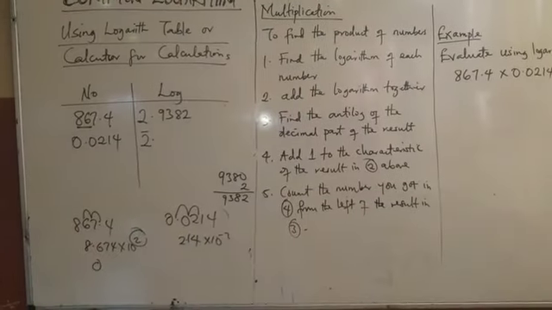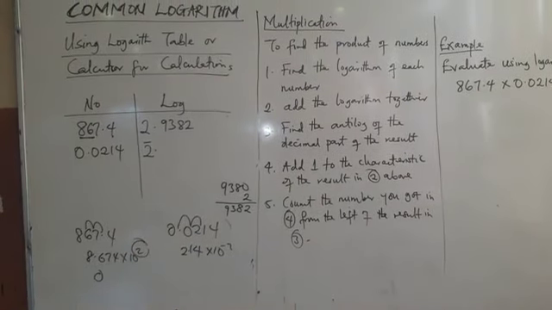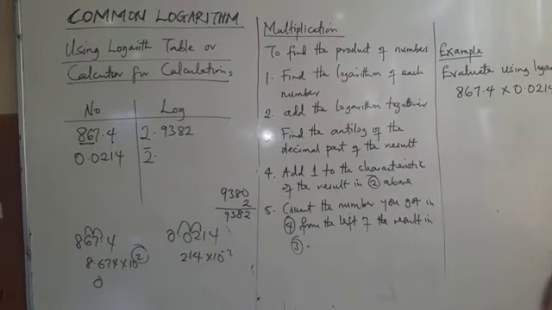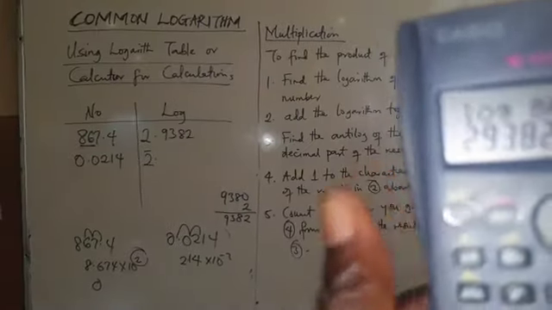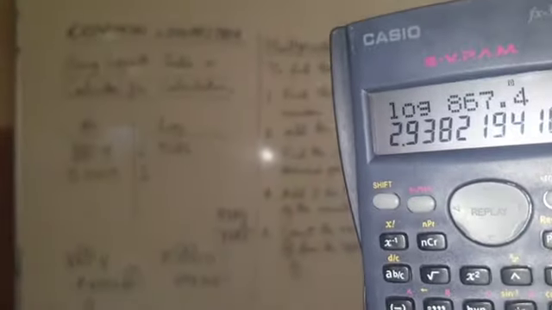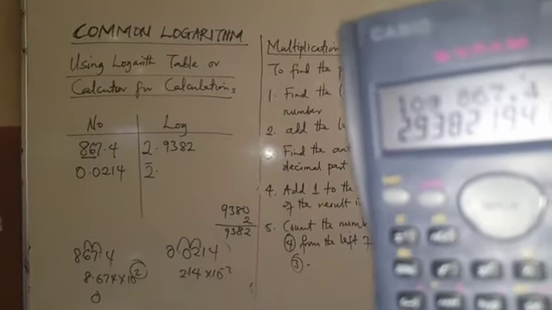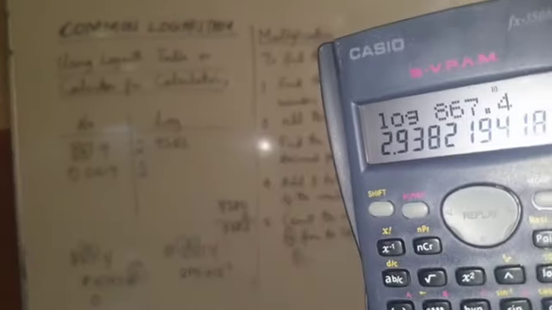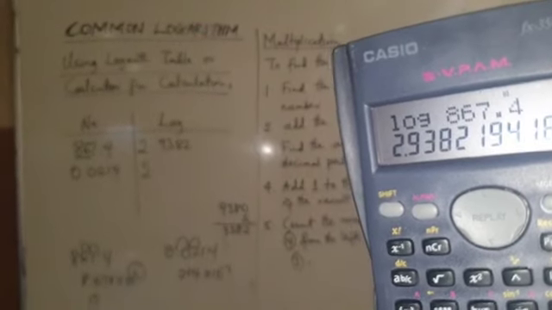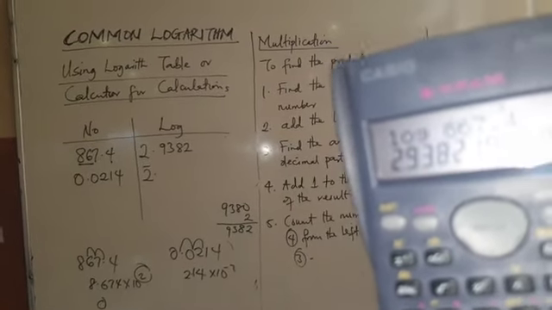821. If you look at what we have on the board, we have 2 points. Let me put it by this side so that we can see. Look at what we have on the board and what we have on the calculator. Are they the same? We have 2.9382. 2.9382. Can you see that? So that means the same.